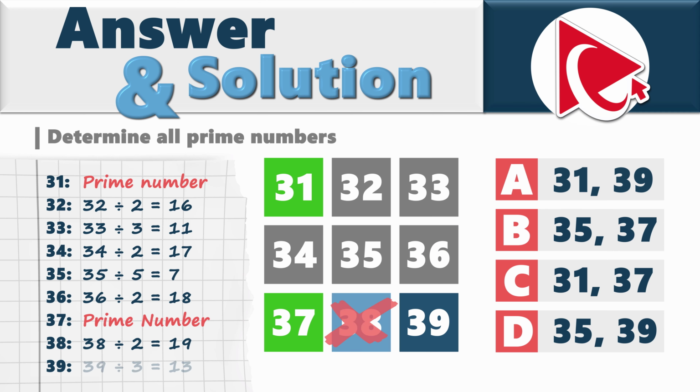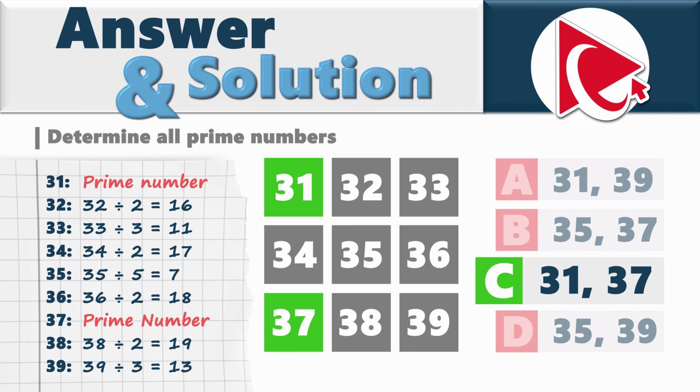38 is not a prime number, and 39 is not a prime number. So the correct answer here is choice C, 31 and 37.